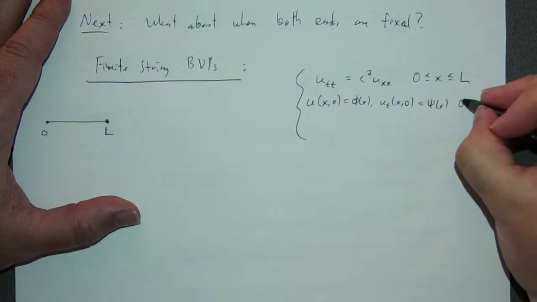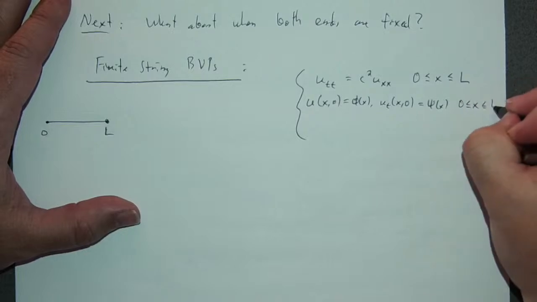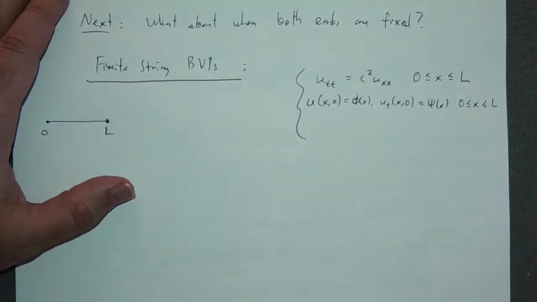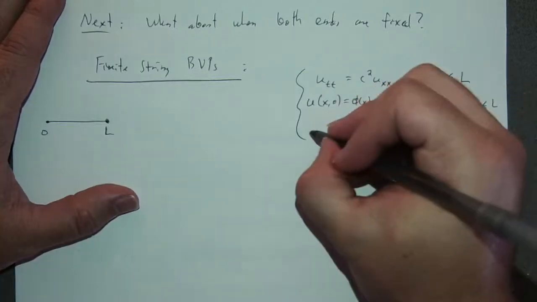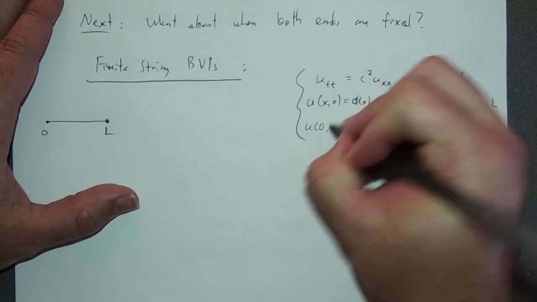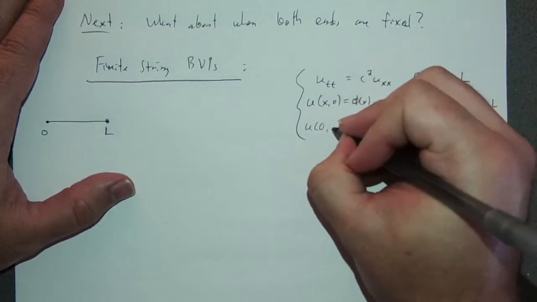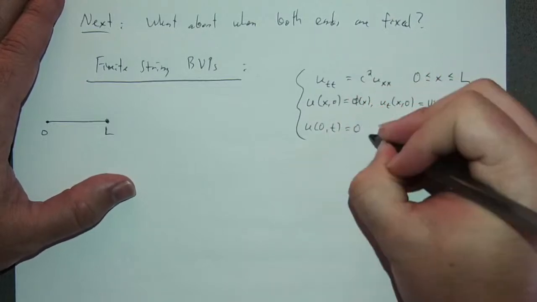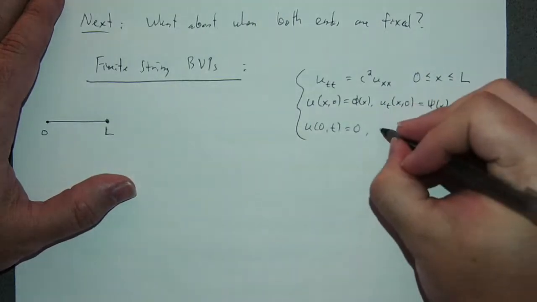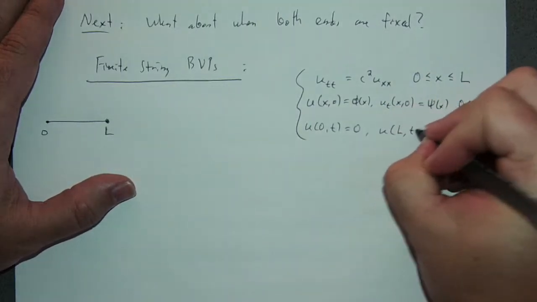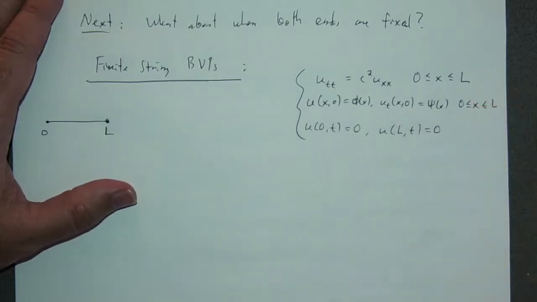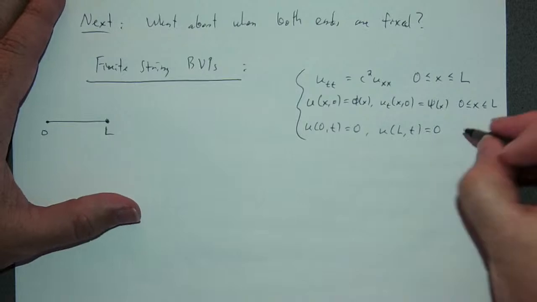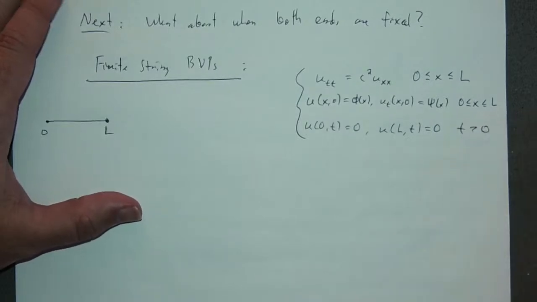Okay. For x living in the same world. Now I have, we'll say, fixed ends here. So the displacement at the left end is 0. The displacement at the right end is 0. These are Dirichlet boundary conditions here.